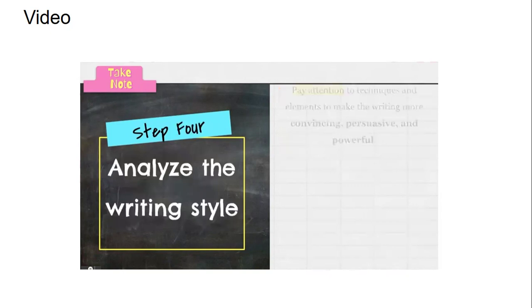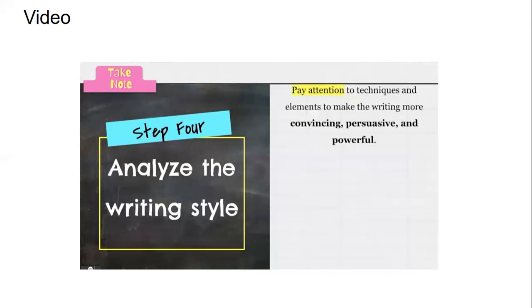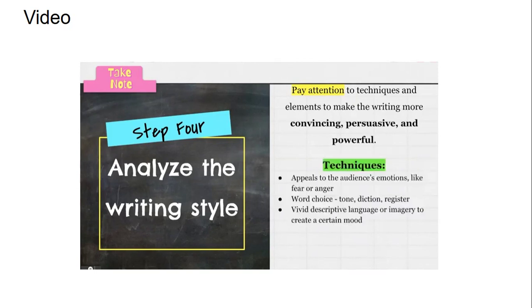Step 4, analyze the writing style. Pay attention to the techniques and elements that make the writing more convincing, persuasive, powerful. Now, not all argument and claim articles have to be persuasive. Some are just factual. They're just giving you a side. Techniques that authors will use, they'll appeal to your emotions. They'll use strong word choices, vivid language and imagery to create a mood. And then ask yourself, was the author persuasive, or was it just more of a factual article?